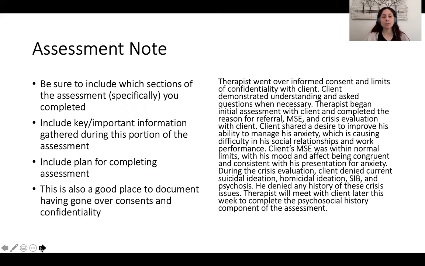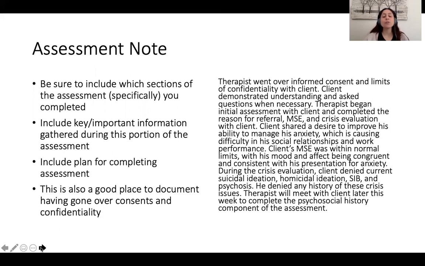For the assessment note, you want to make sure to include which sections of the assessment you completed in that assessment session. So if you're completing the DMH initial assessment, for example, you're going to list which specific sections of that assessment you completed. And so I have that here in the third sentence. Therapist began initial assessment with client and completed the reason for referral, MSE, and crisis evaluation with client.